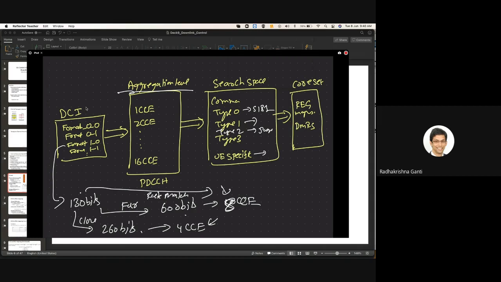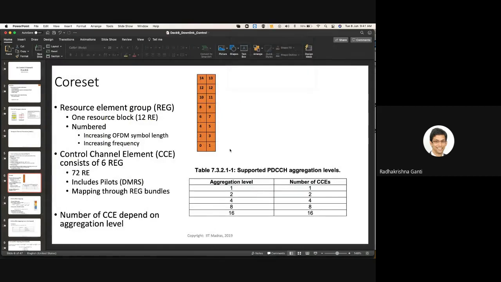So keep this picture in mind. DCI is actually bit level. Aggregation level is nothing but mapping these things to a certain number of CCEs. Search space is a subset of the core set, where you're choosing some specific REs and other things in the core set. It's not REs, it's REGs. We choose something called REGs. Just keep this picture in mind while we are doing the next couple of lectures.